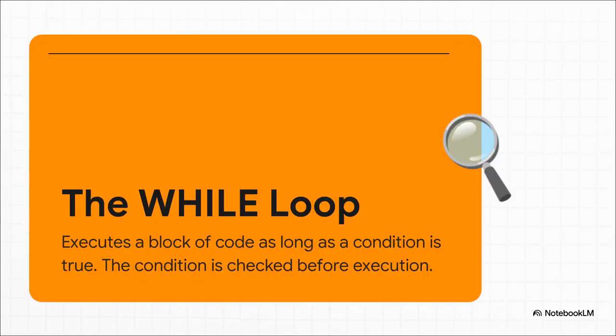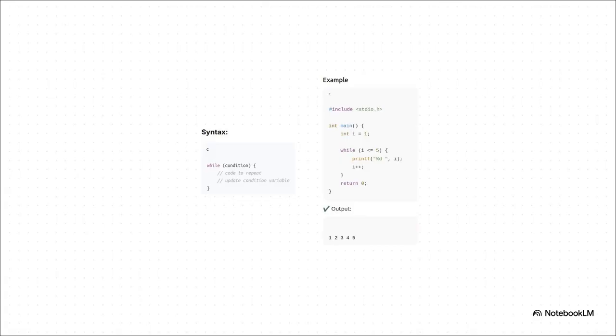This one's a little more open-ended. Its whole philosophy is just, while this condition is true, keep doing this thing. And remember, it's an entry-controlled loop, so it checks that condition before the first run. If the condition starts out as false, the code inside is completely skipped. Now, let's look at the very same task, printing 1 to 5, but with a while loop instead.